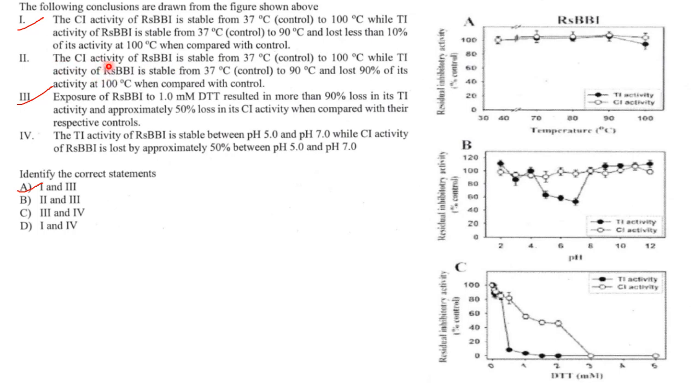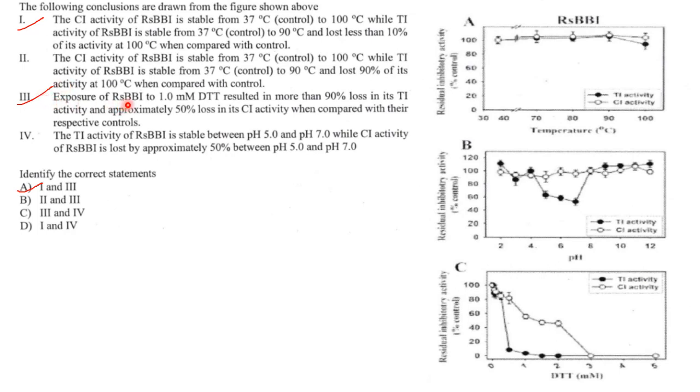Then next statement, the CI activity of RSBBI is stable from 37 degrees Celsius control to 100 degrees Celsius, while TI activity of RSBBI is stable from 37 degrees Celsius control to 90 degrees Celsius and lost 90% of its activity at 100 degrees Celsius when compared with the control. It is not 90% of its activity is lost, only 10% of its activity is lost. So option 2 is not correct.